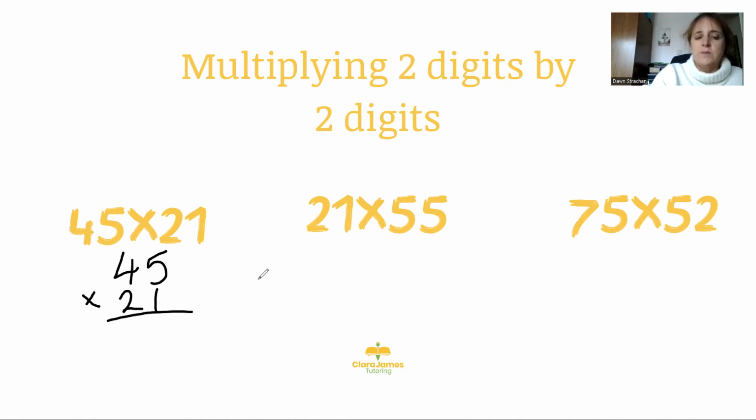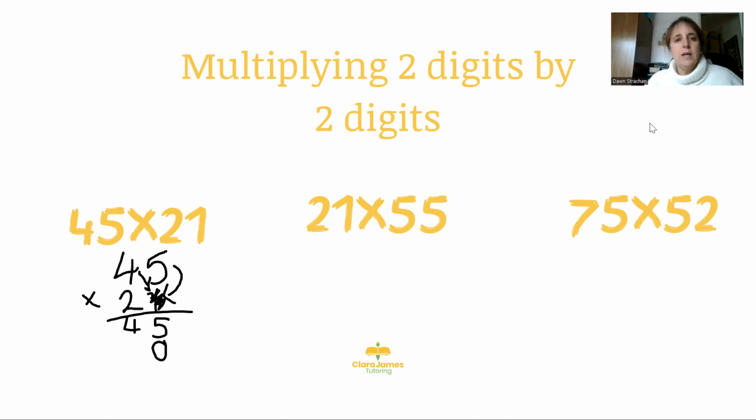Okay, so if we go 5 times 1, that's 5. And 4 times 1 is 4. So what I've done is I've taken the 5 and multiplied it by the 1. And then I've taken the 4 and multiplied it by the 1. Now I've multiplied everything by the 1, so I'm going to put a cross through that or scribble through that, just so that I can see I finished with it.